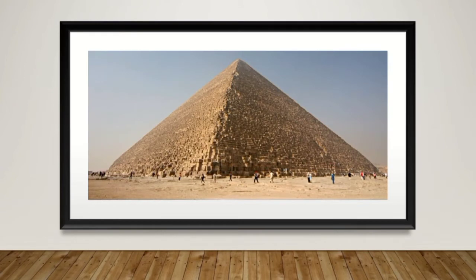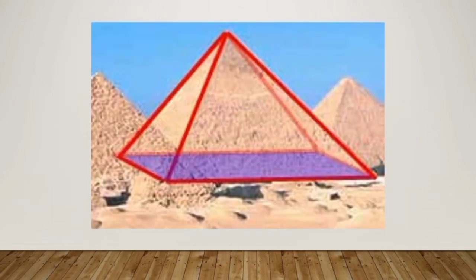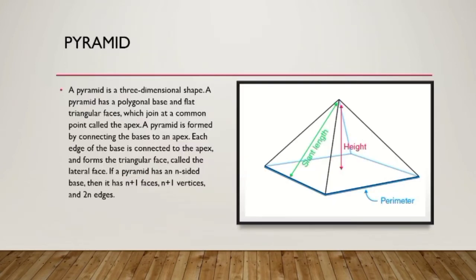Are you familiar with this picture? When we think of pyramids, we think of the great pyramids of Egypt. They are actually square pyramids because their base is a square. Pyramid. Pyramid is a three-dimensional shape.